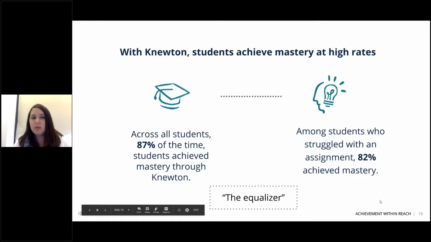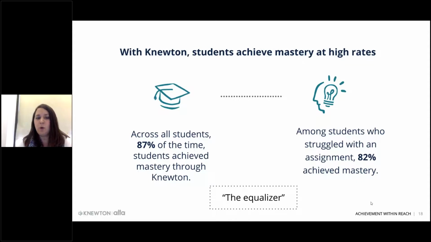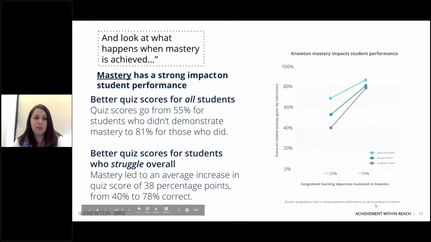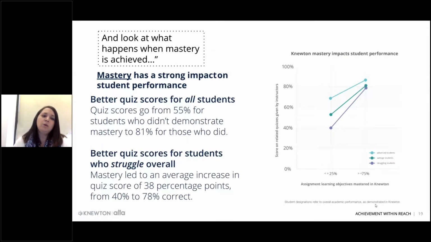These are the students that in a traditional homework system are probably not going to finish the assignment, or those grades aren't going to translate to success in the class, right? So we're able to see success for all students, but particularly in that group of students who are most at risk, those struggling students, we do see high levels of success for them as well. We didn't stop studying there, however. We also looked at what happens when a student is considered to be proficient or achieve mastery on a particular learning objective.